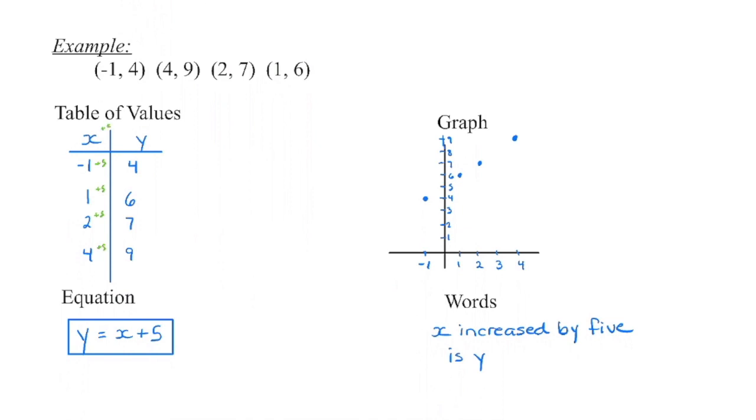If that's the case, we generally set up all of our functions beginning with y equals. So we're going to say y equals x plus 5. And then this just says whatever x is, we're increasing that amount by 5 to get the y value, which we can then represent in words over here.